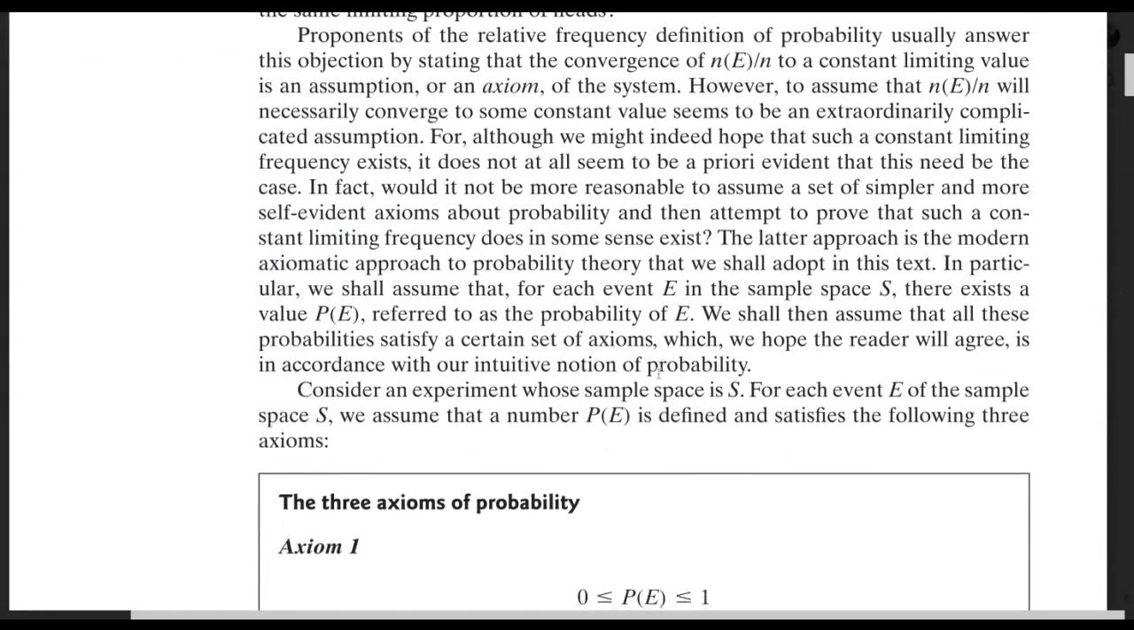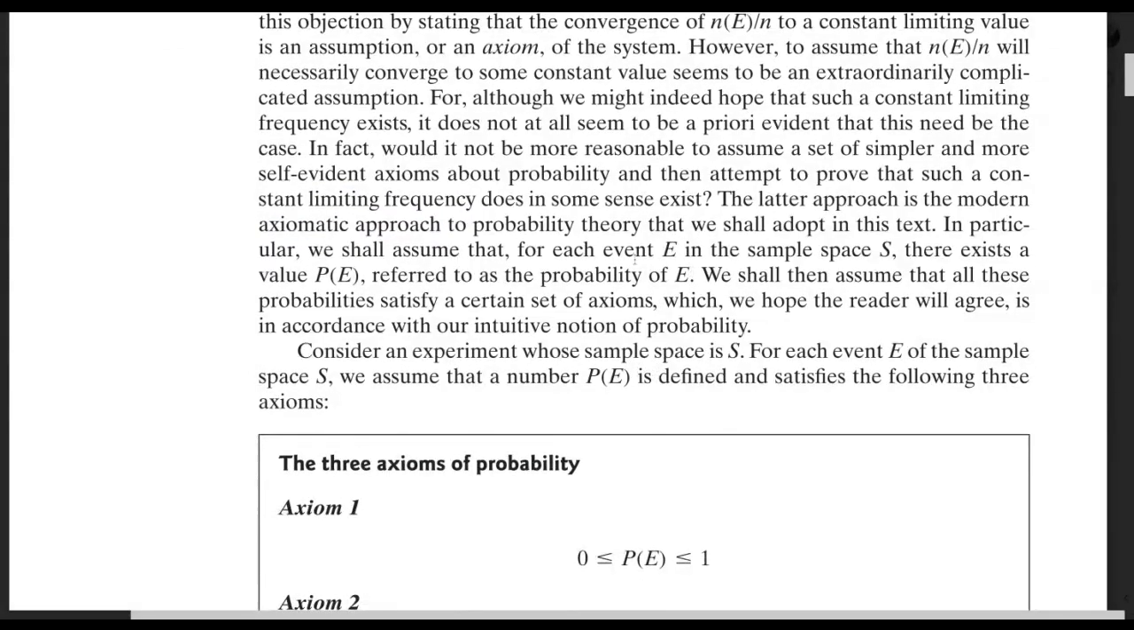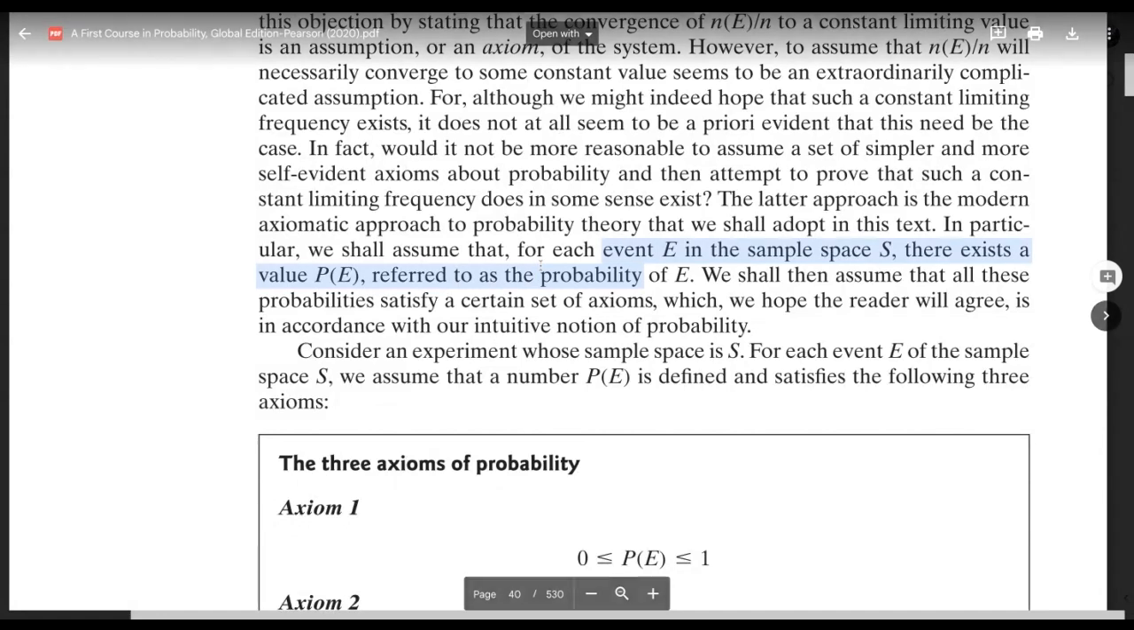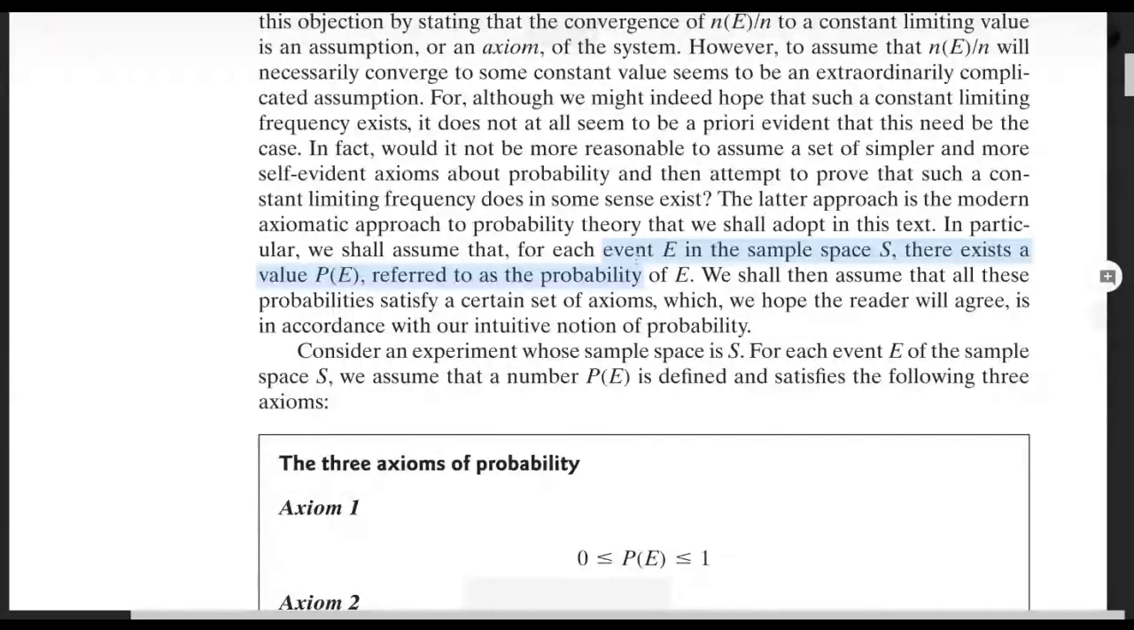Okay, so this textbook is explaining why they adopted the following axioms. In particular, we shall assume that for each event E in the sample space S, there exists a value P(E), referred to as the probability of E. We shall assume that all these probabilities satisfy a certain set of axioms.